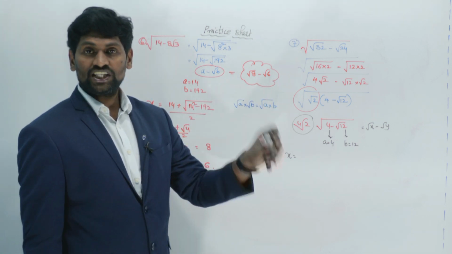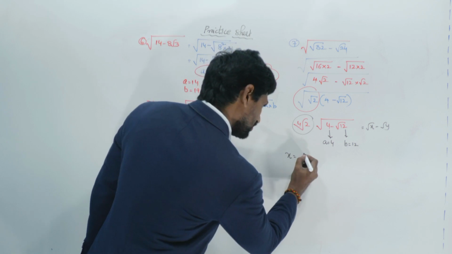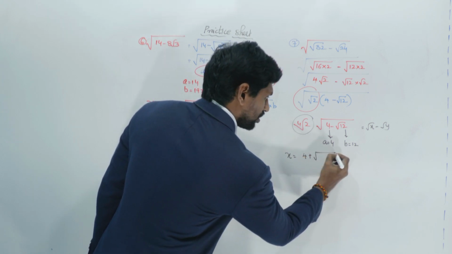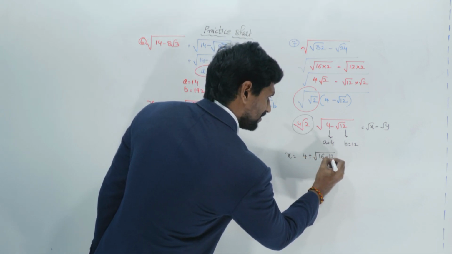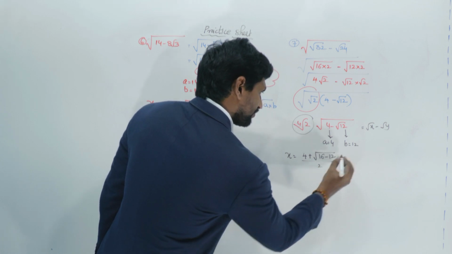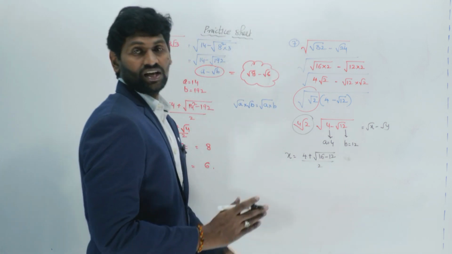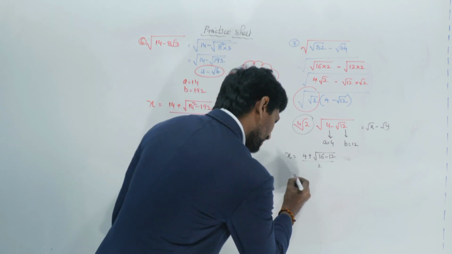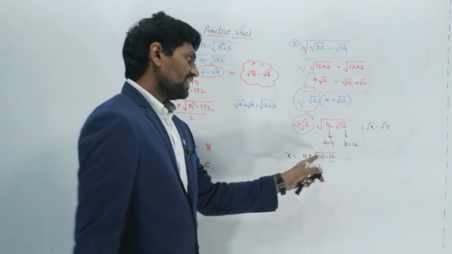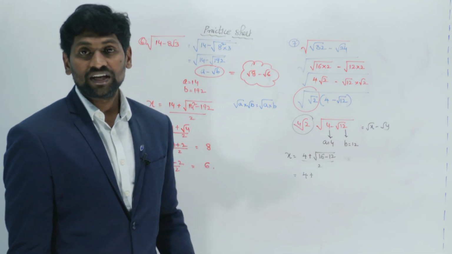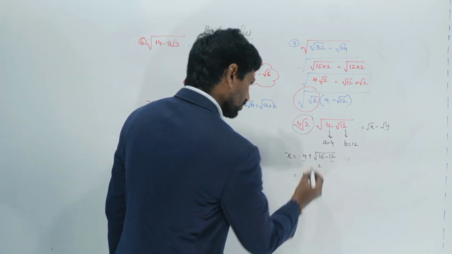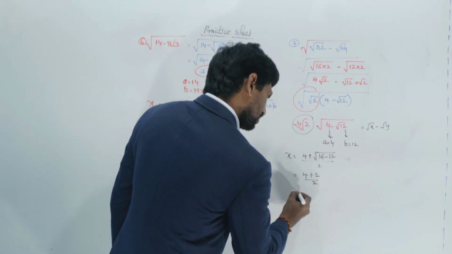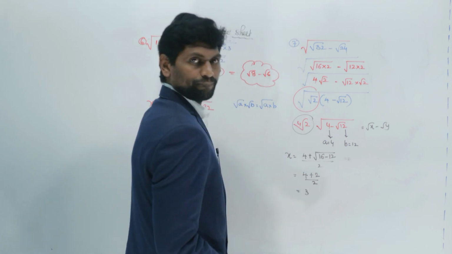a plus root over a square minus b by 2. The a value means 4 plus root over 16 minus b value 12 by 2. And the y value is also the same, the last minus symbol will come. So the remaining process is the same. 4 plus 16 minus 12. 16 minus 12 is 4. Root 4 value 2. So 6 by 2, the answer is 3.